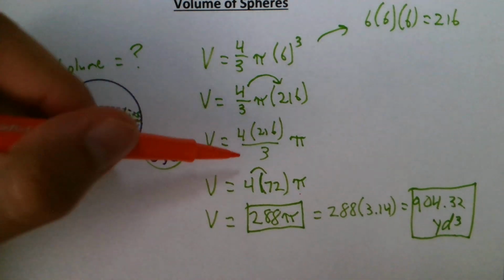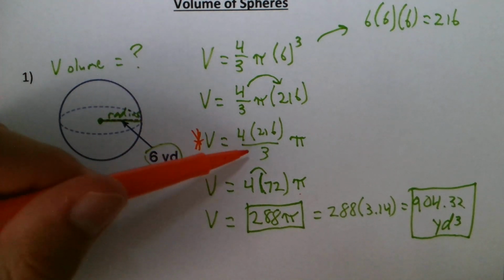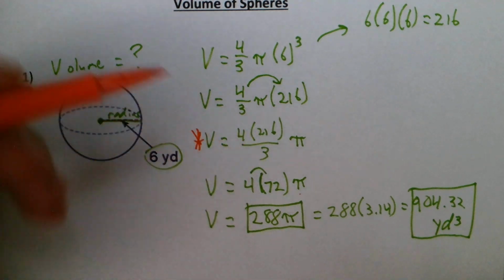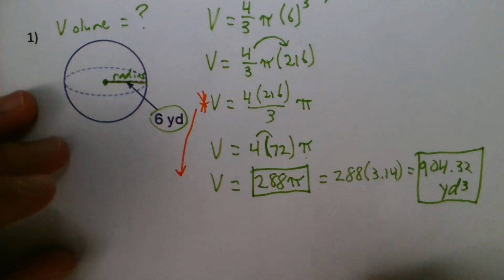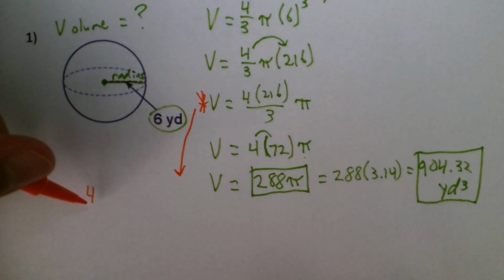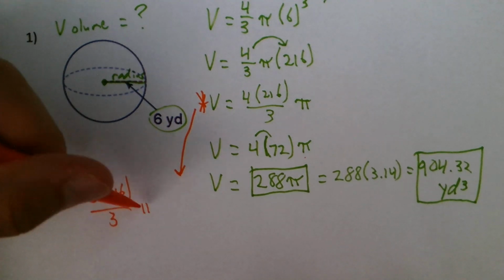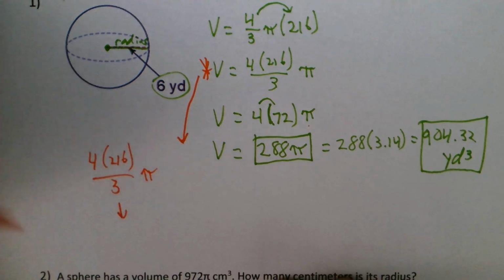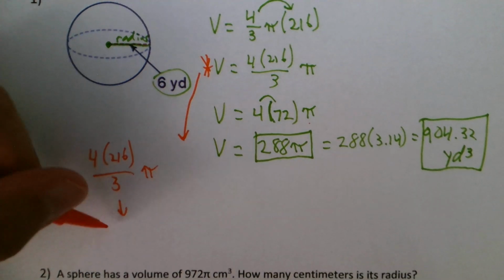Cool. Now, at this step, I mentioned that you can either divide by 3 first or multiply by 4 first. So just real quick, I'm going to show that you can do it either way and get the same result. So if I had 4 times 216 over 3 times pi, I also could have done this. 4 times 216 gives me 864.